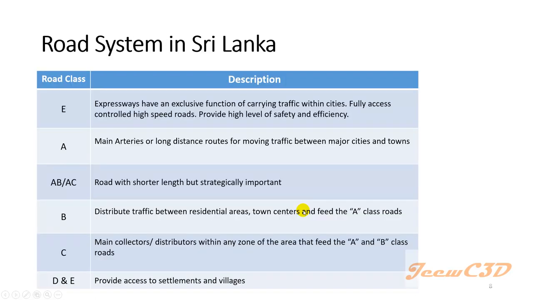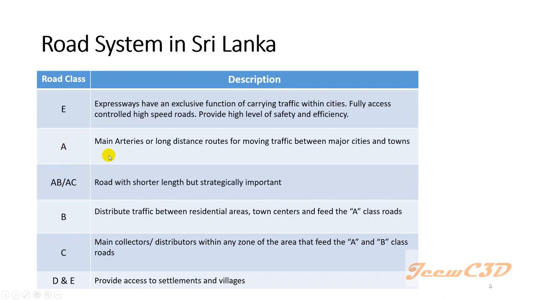So these are the road systems in Sri Lanka, which I talked about earlier in the slide. Class E roads means the expressways. You know, if you go to Google Maps, you will see E1, E2, E3 likewise for expressways. So E-class road means expressways, which have high mobility and fully access controlled roads. So you cannot access the expressway from everywhere. You can access the expressway from a particular location called an interchange. So we call it fully access control.